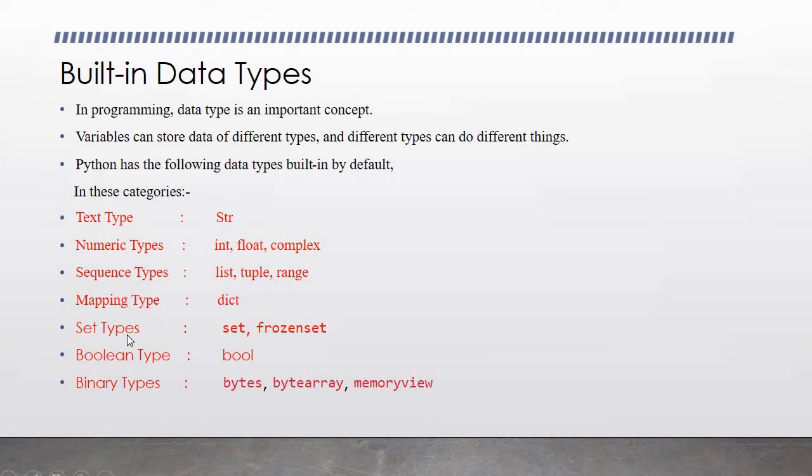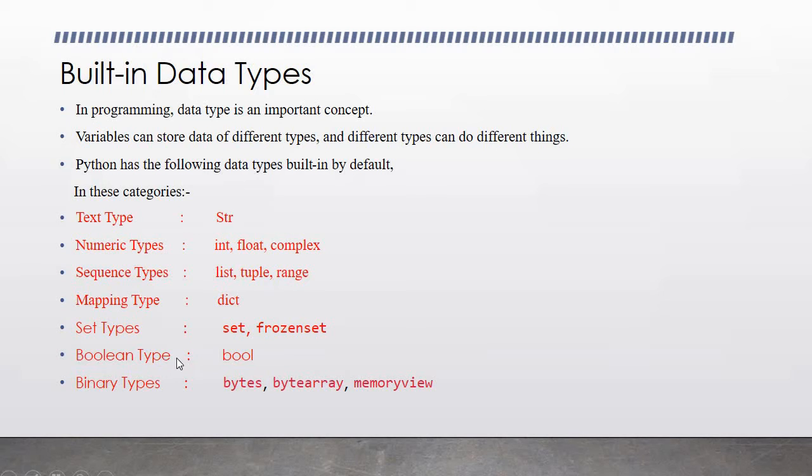Next one is set type. In set type, we have set and frozen set. In the case of set, which is a mutable type, mutable means the object value can be changed. In the case of frozen set, which is an immutable type, its object value cannot be modified.